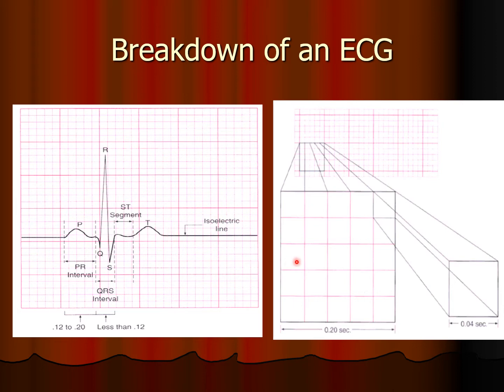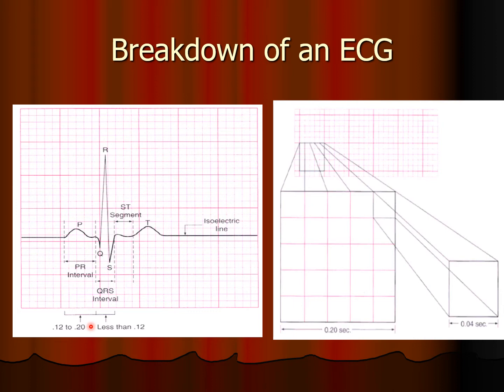So we're going to look at the boxes themselves. Each of these little boxes is 0.04 seconds. If you do the math, times 5. So each of the little teeny boxes right here, 1, 2, 3, 4, 5, are 0.04 seconds. We try to make it easier to count, so we group them together in 5s, and that's 0.2. Okay? So I like to remind my students that the PR interval should be less than one large block. See how that works? Less than one large block from the QRS.